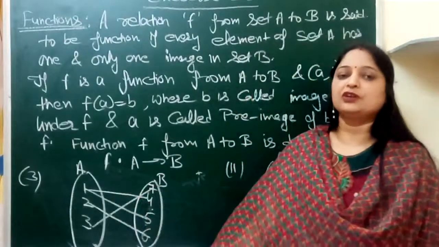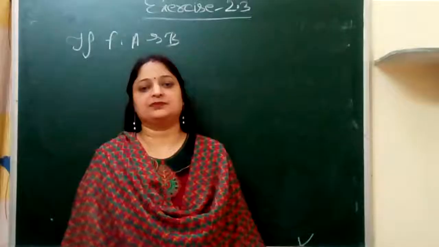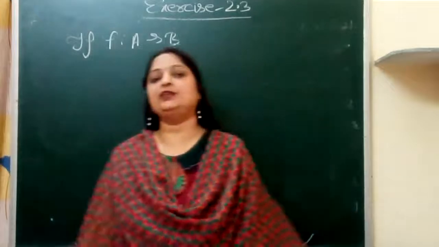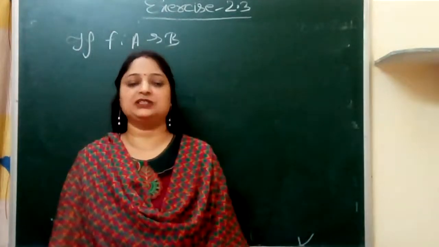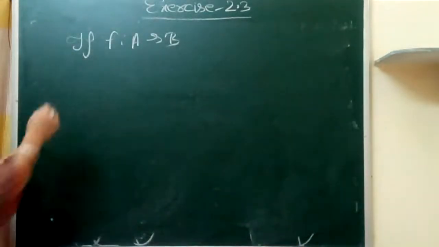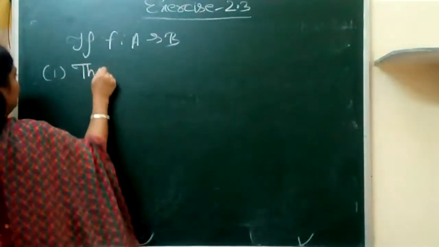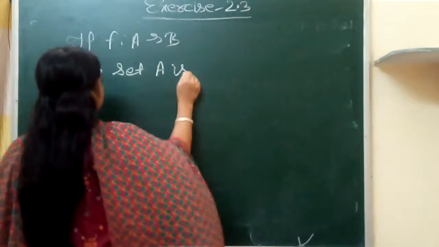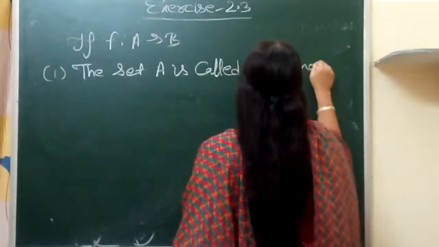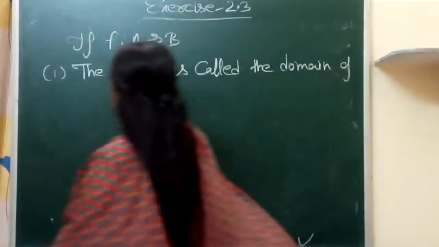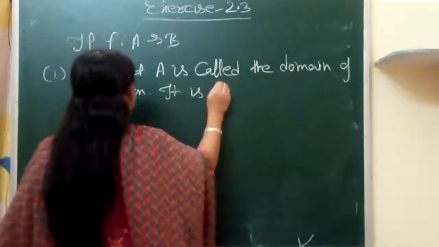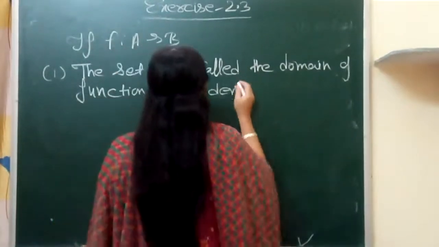Now this is the definition of a function. Next you will learn what the domain, codomain and range of a function are. If f: A → B is a function, then the set A is called the domain of the function, and the domain is denoted by dom f.